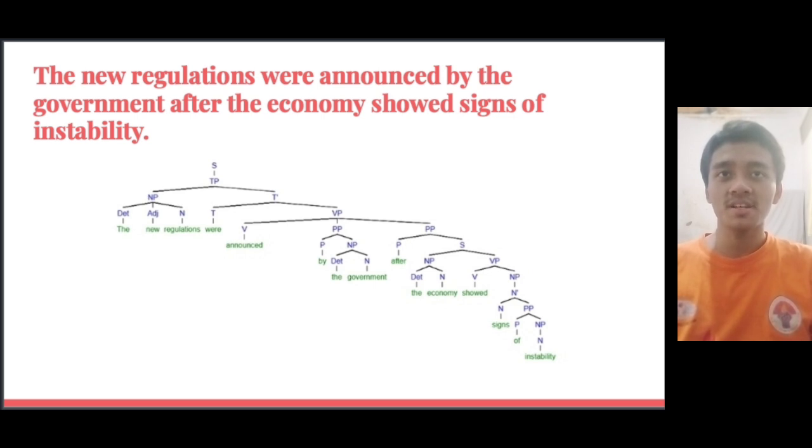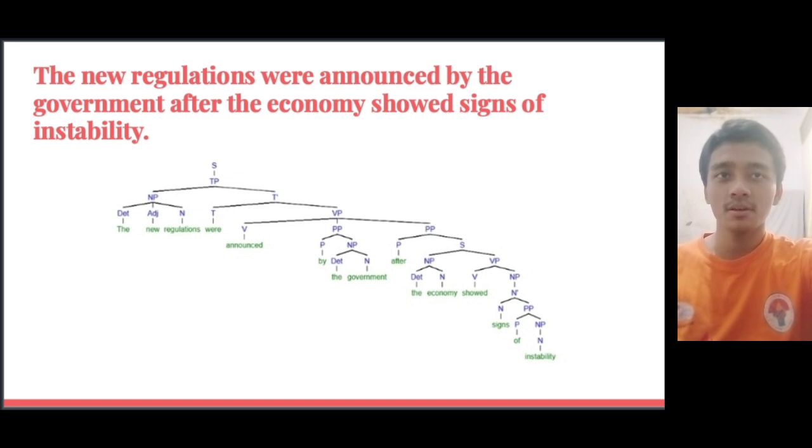Determiner, the, specifies the noun regulations. Adjective, new, modifies the noun regulations. And noun, regulations, the head noun of this noun phrase. T-bar, an intermediate level in this tense phrase. Tense, were, the auxiliary verb indicating past tense. Verb phrase, announced by the government after the economy showed signs of instability, describes the action related to the regulations. Verb, announced, the main verb in the passive voice.